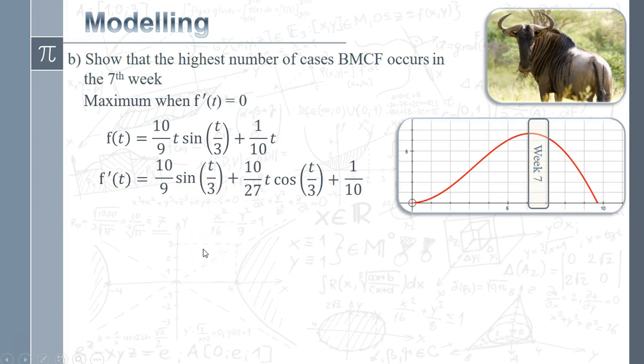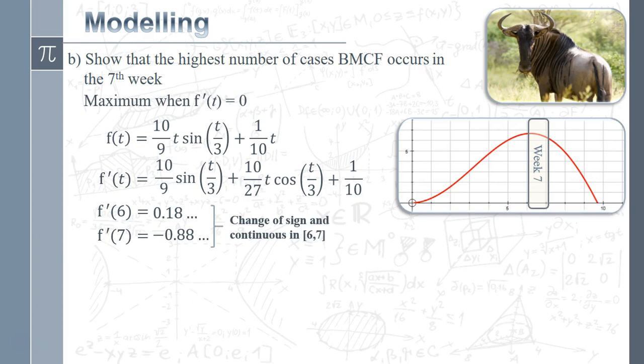So this is actually going to become a change of sign method, because if we're trying to prove a maximum, we're going to try and prove where this thing equals 0, where there's a root to this. And so if we can prove change of sign, let's have a look. f dash of 6 is 0.18. f dash of 7, let's hope that's negative. There it is. There's our change of sign. And it's continuous, so there's our statement to say, yes, we've got a root in that interval.